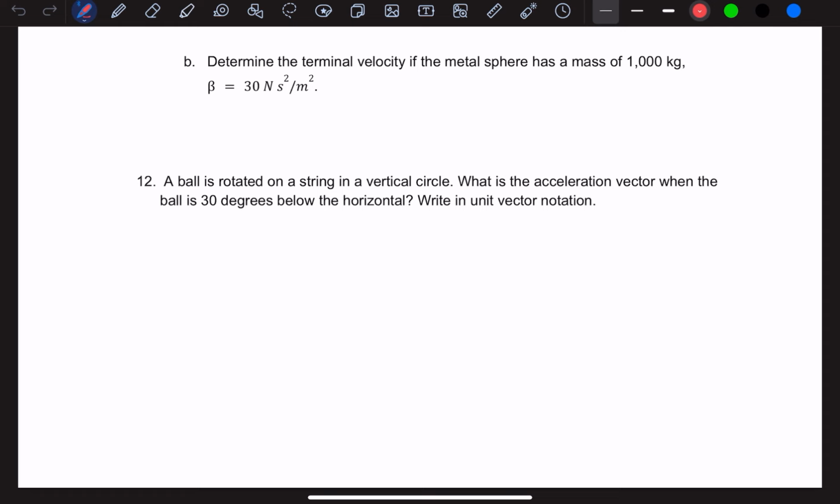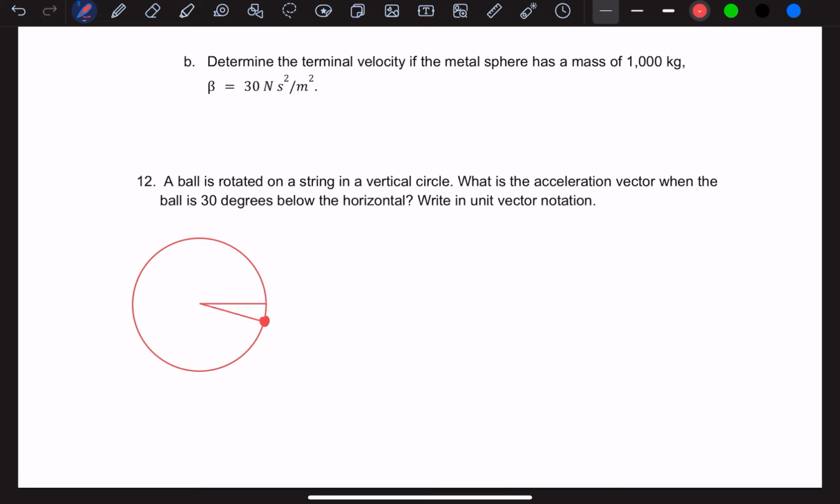Starting with the last problem, we have a ball is rotated on a string on a vertical circle. So if we draw the vertical circle, like so, and we have a ball on a string, what is the acceleration vector when the ball is 30 degrees below the horizontal? Bit of a bad wording here, because technically that could have been here or about here. For this problem, let's take this one because this is 30 degrees below the positive x-axis, which is typically what is meant when someone says 30 degrees below.